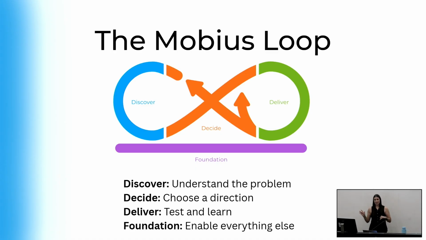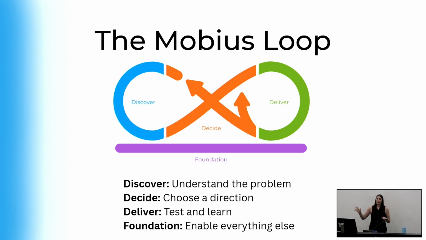Once you've figured out a bit of that, then you go into that middle section, which is decide. So this is where, okay, you know kind of what you need to do, but you need a little bit more direction on how to do it. So maybe you need to prioritize, maybe you need to make decisions on what to do next, what not to do, and go from there. And that moves into the delivery space.